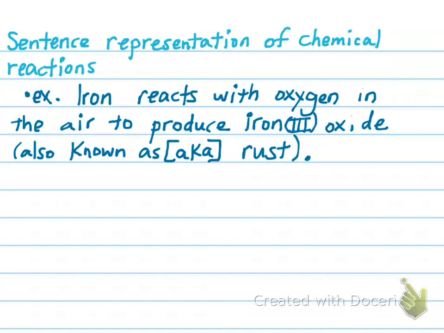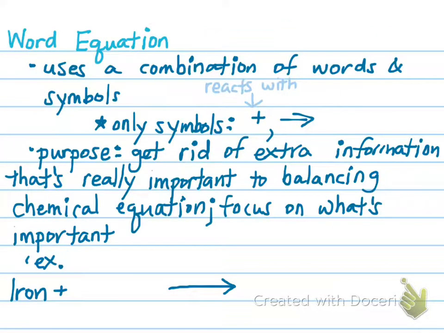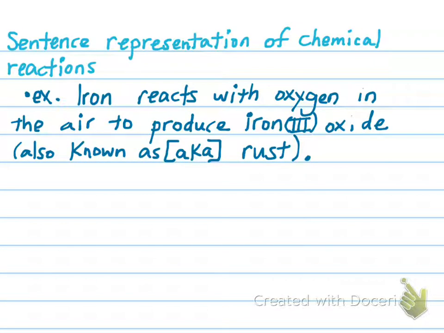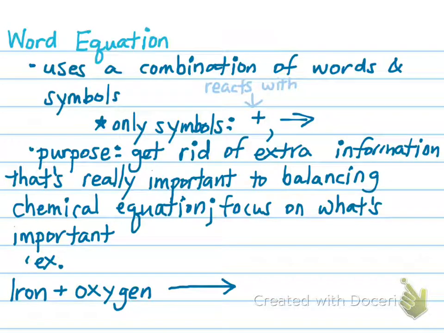And oxygen in the air. Again, there's where I'm giving you some extra information. Is the fact that the oxygen comes from the air really important to balancing this chemical equation? Nope. It's extra information I can ignore. What's important here is that oxygen part. So reacts with, my other reactant here is going to be oxygen. To produce, right? So our arrow is going to be to produce, or producing, to yield, or yielding, right? Those are the words I'm going to look for as arrows.